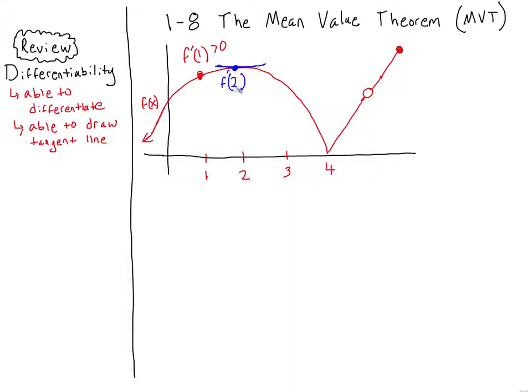All right, what is the slope of that line? F prime of 2 is 0. It's a flat line. Remember, if it's a straight up and down line, it's a DNE. If it's straight across, it's 0. All right, let's look at f prime of 3.